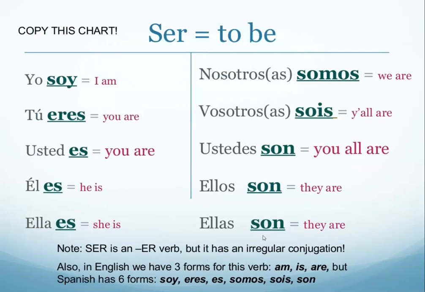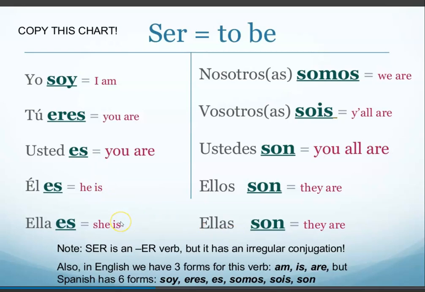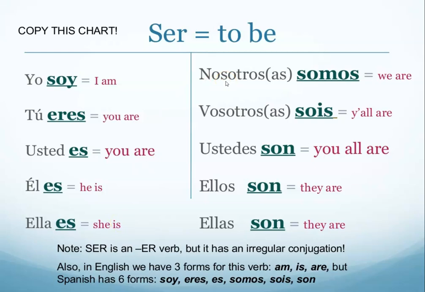Yo soy, I am. Tú eres, you are. Usted es, you are, formal. Él es, he is. Ella es, she is. Nosotros somos, we are. Vosotros o vosotras sois, y'all are. Ustedes son, you all are. Ellos son, they are. Y ellas son, they are.